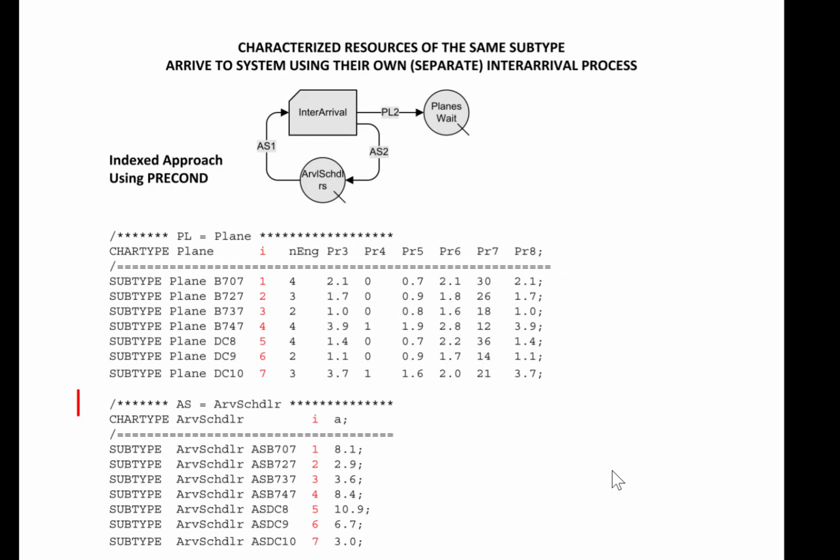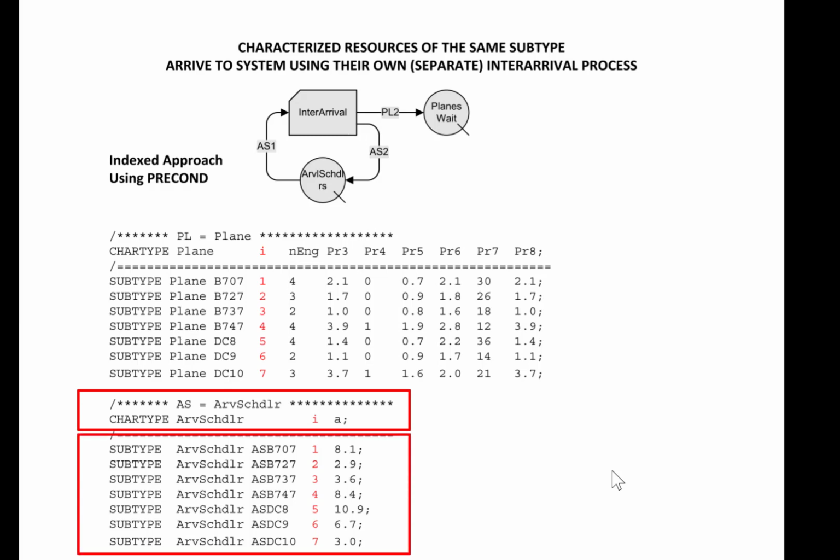After that, we define another characterized type called an arrival scheduler. An arrival scheduler has 2 properties, I and A. I is an index, and A is the expected inter-arrival time for each subtype. After that, we define 7 subtypes, each of which corresponds to a particular subtype of the type plane. The name of the subtypes tells us the model of the airplane to which they apply.